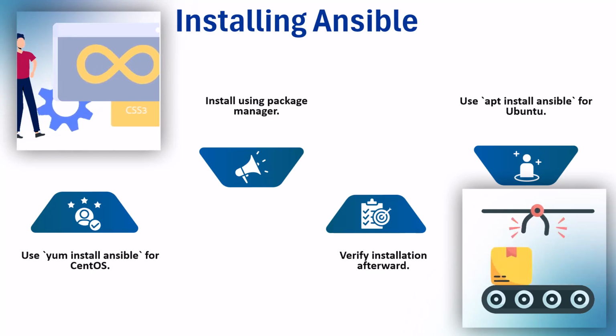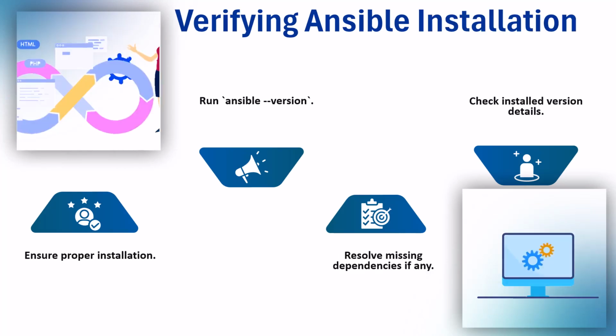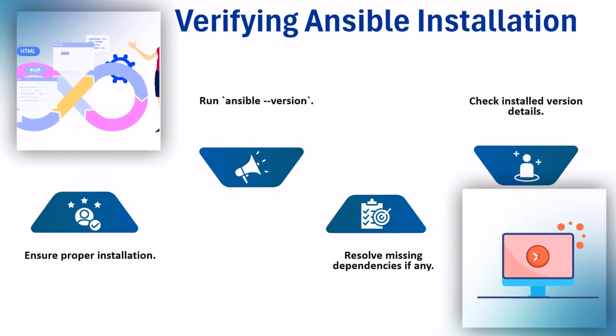If you're using Ubuntu, apt install ansible does the trick. CentOS folks, you get to yum install ansible. Once done, let's double check. It never hurts to be sure. Now, let's verify our installation. Because surprises are great, but not when installing software. Type ansible --version, and if it responds politely, congratulations, you're good to go. If not, don't panic. Troubleshooting is part of the adventure.